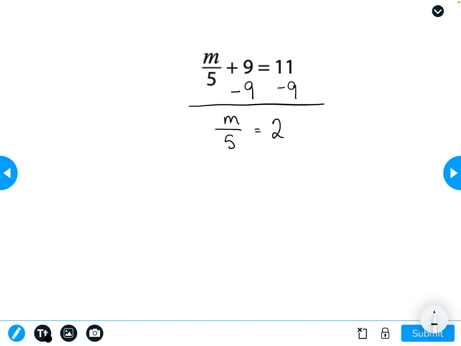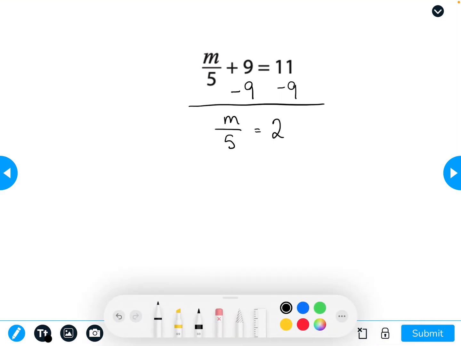So now I'm down to a one-step equation. I have m divided by 5. The inverse of dividing would be multiplying, so I'm going to multiply both sides by 5. I show that in parentheses. On the left, if I divide by 5 and multiply by 5, they cancel out, so I'm just left with m. And on the right side, 2 times 5 is 10.